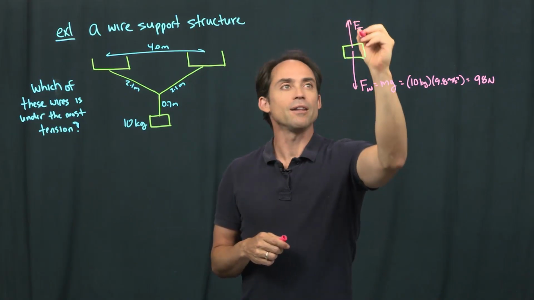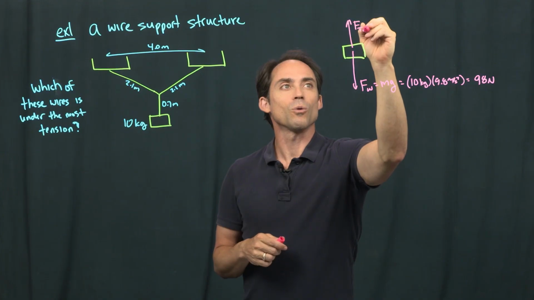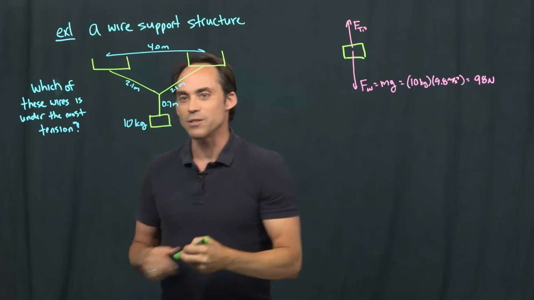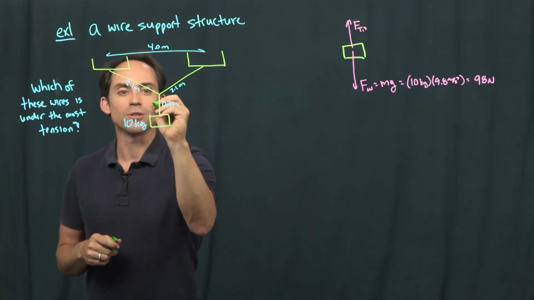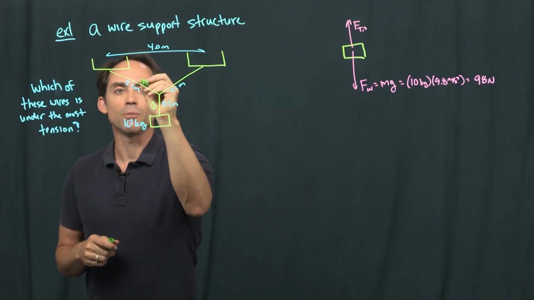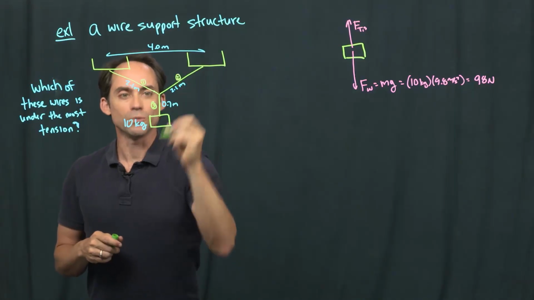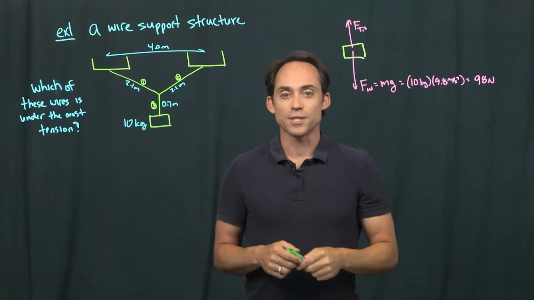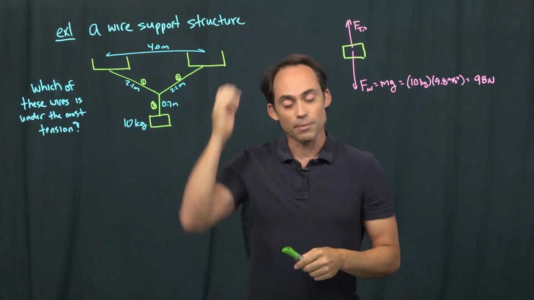And I'm going to call that the force of tension for wire number 3. So in fact, since we're going to ask a question about different wires, let's go ahead and label these wires. This is going to be number 3. This is going to be number 1. This is going to be number 2. Okay. And that's it. There's no other forces acting on this particular mass.